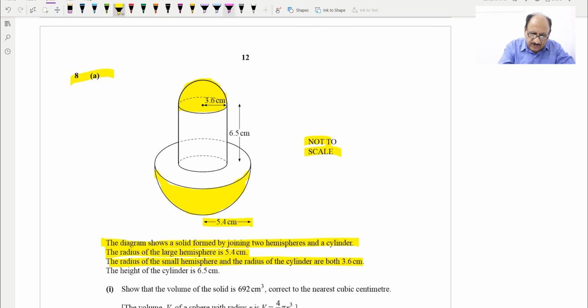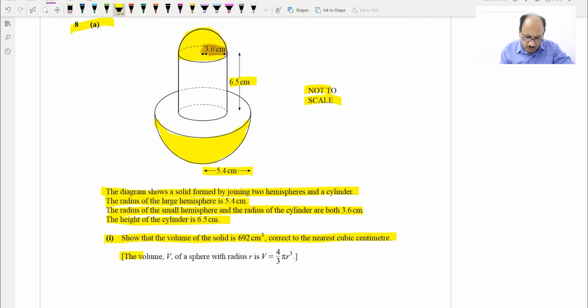So 3.6 they have given, this one is 3.6. Then they are saying the height of the cylinder is 6.5. So height is 6.5, and the first part is to show that the volume of the solid is 692 centimeter cube, correct to the nearest cubic centimeter. And they have given the volume of a sphere with radius r: V is equal to 4 by 3 pi r cube. So this is the volume given.